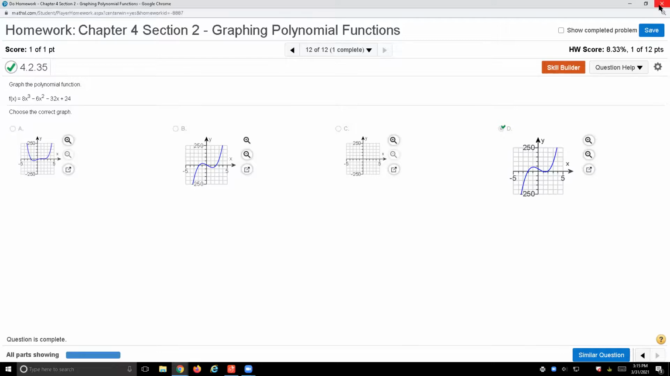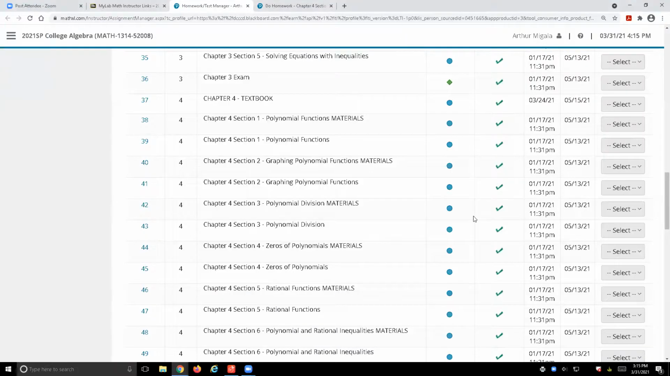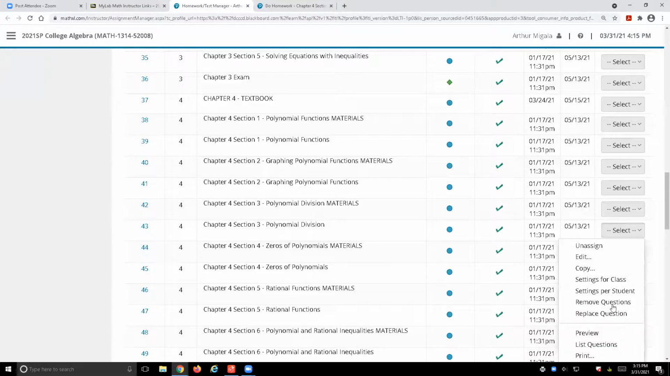Okay, that was section 2. Let's look at section 3 really quick. Oh, actually it's 3:15.